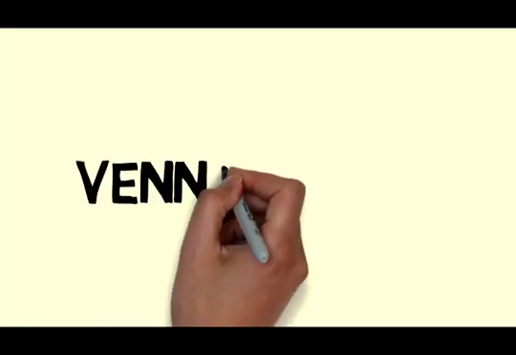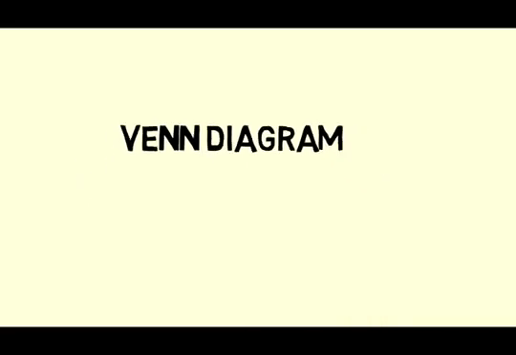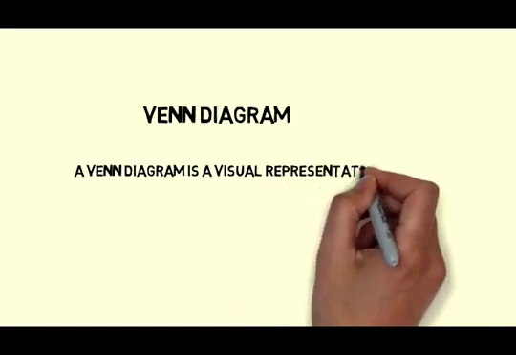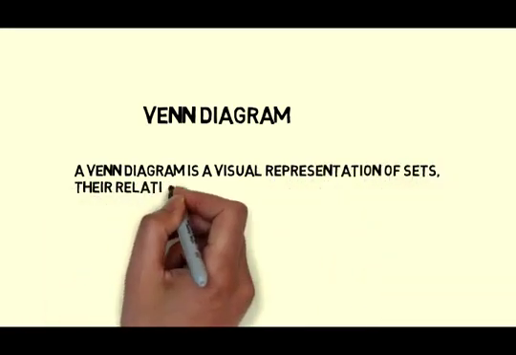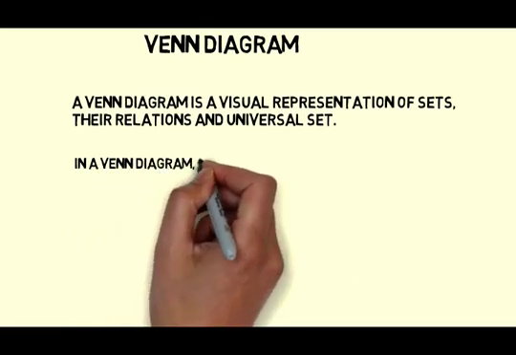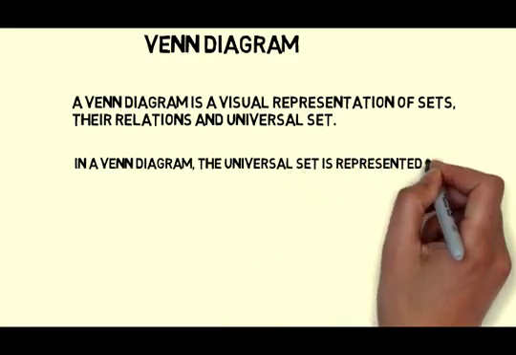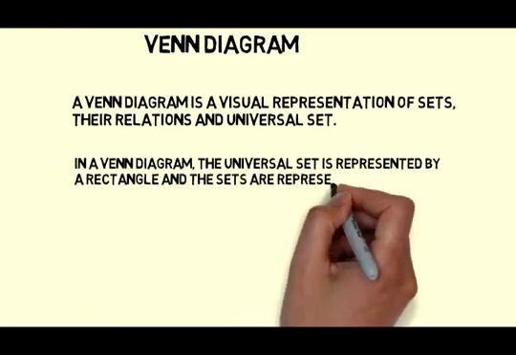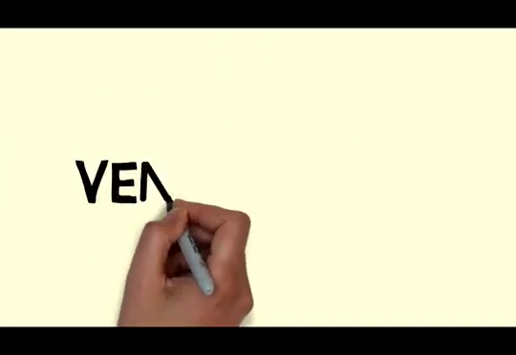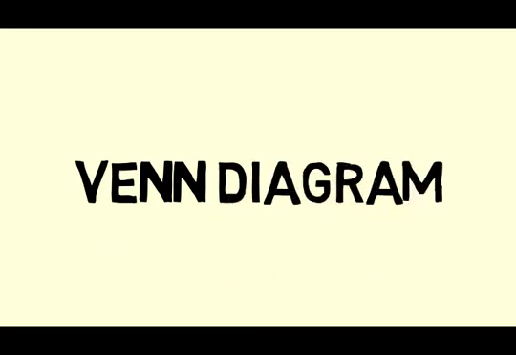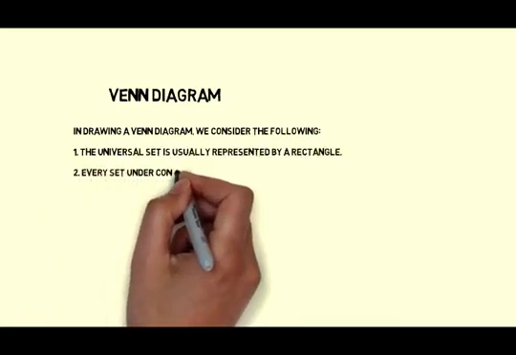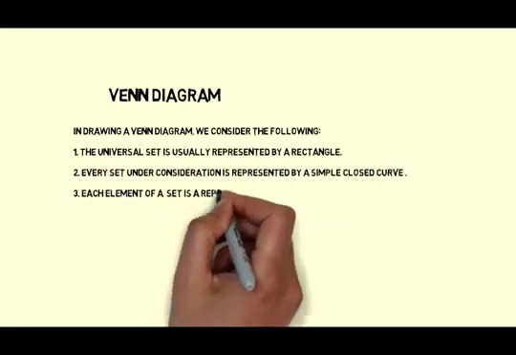Venn diagram. A Venn diagram is a visual representation of sets, their relations, and the universal set. In a Venn diagram, the universal set is represented by a rectangle, and the sets are represented by circles inside the rectangle. Please pay attention, look at the following steps to draw a Venn diagram.